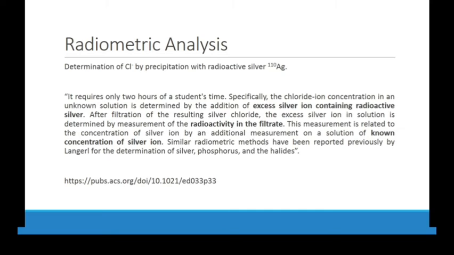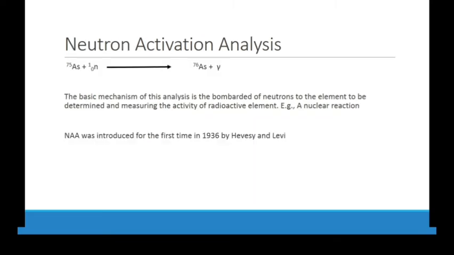It is also an old article, on the determination of chloride by precipitation with radioactive silver, which is 110Ag. So the next method is neutron activation analysis. What is neutron activation analysis? I will give you one example: arsenic. Arsenic-75 is the stable isotope of arsenic.